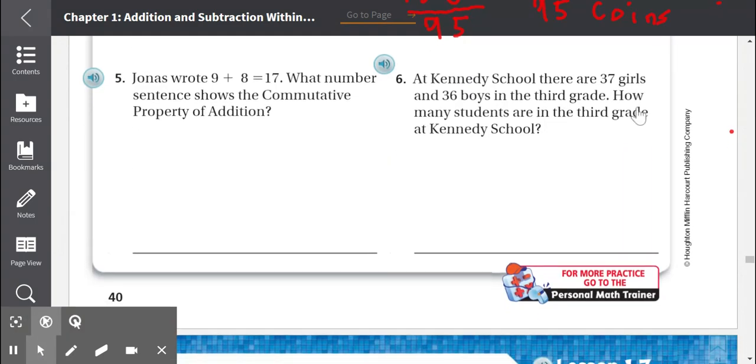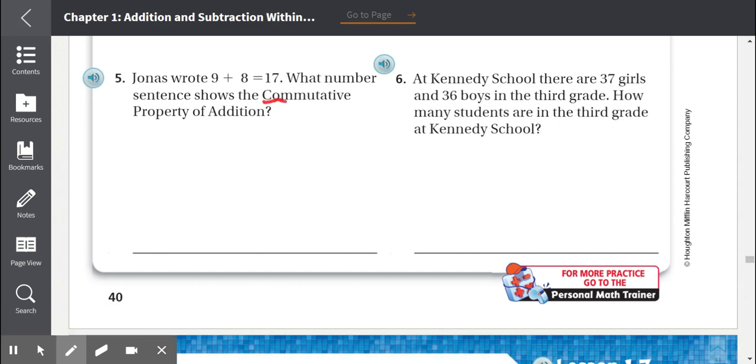Number 5. Jonas wrote 9 plus 8 equals 17. What number sentence shows the commutative property of addition? So 9 plus 8, we have to find the commutative property. So let's find the commutative property.